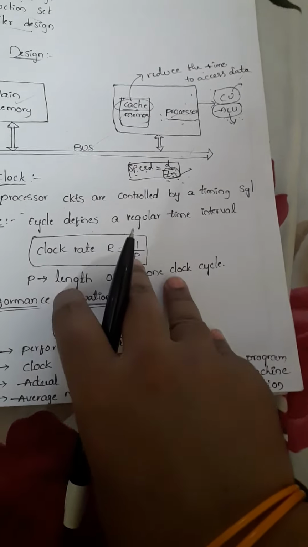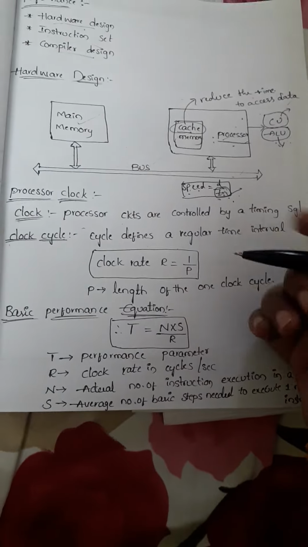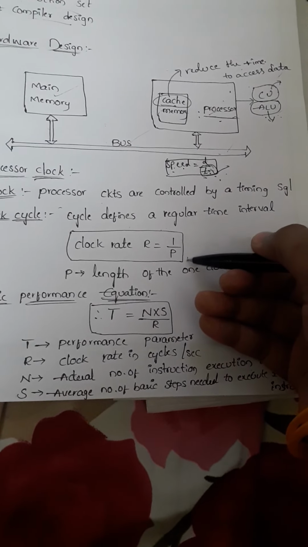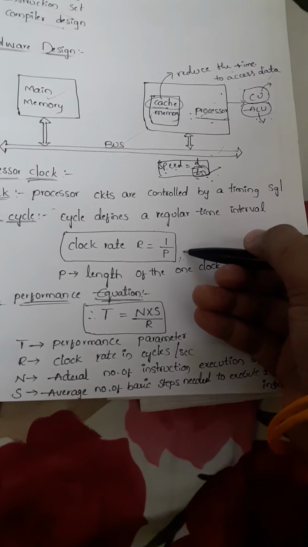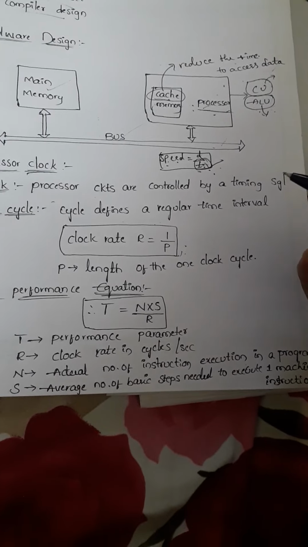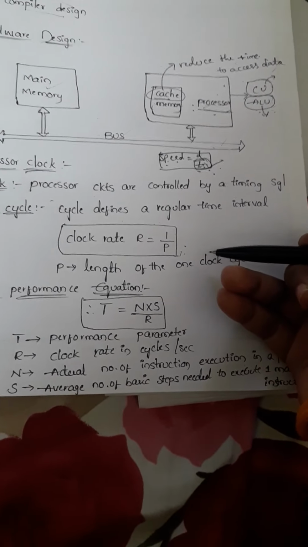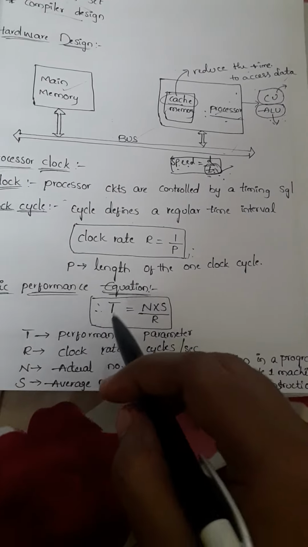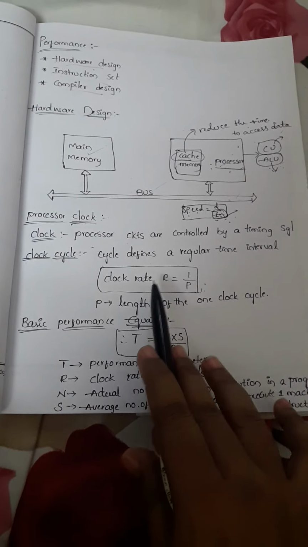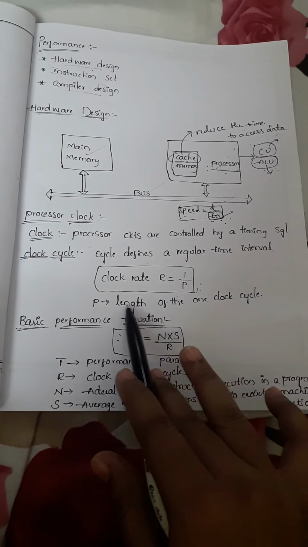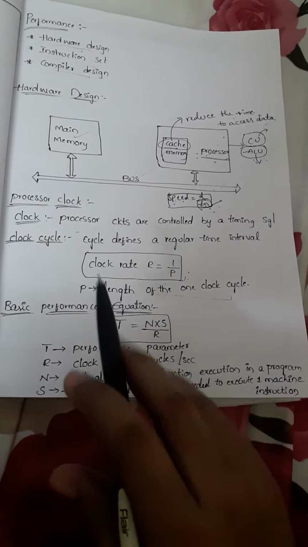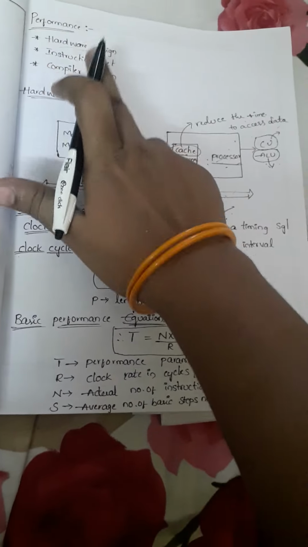So let us see what is meant by clock rate. Clock rate is R equals 1 by P. Here P is the time duration of the clock cycle, or we can say the length of the clock cycle, or a machine cycle also. So this is the clock cycle. Clock rate is R equals 1 by P, where P is the length of the clock cycle or machine cycle. Now we have to find out the performance equation in hardware design.